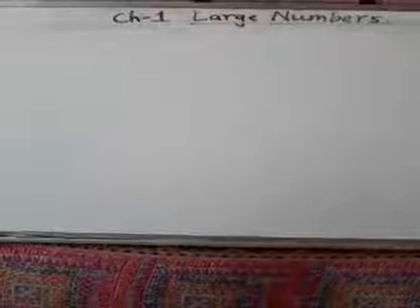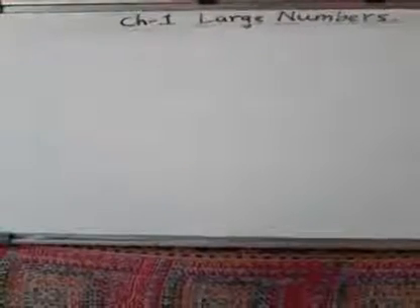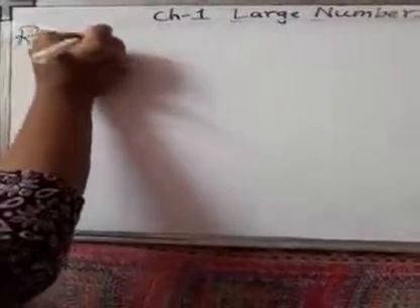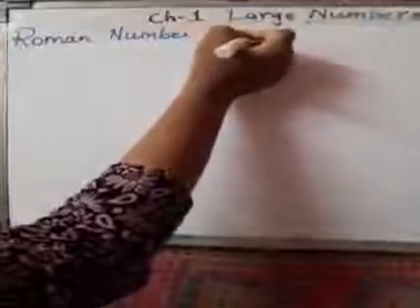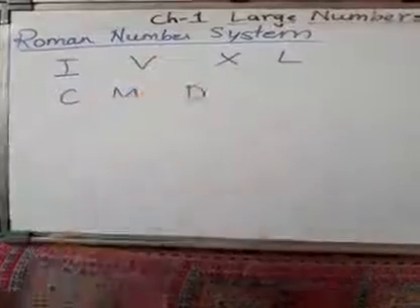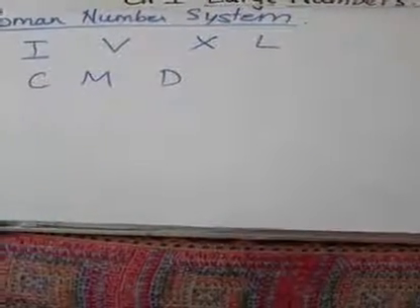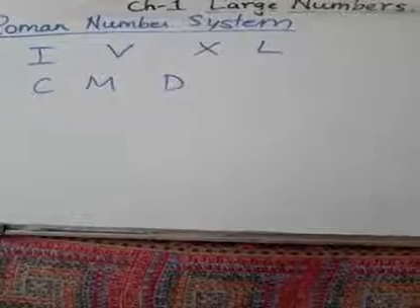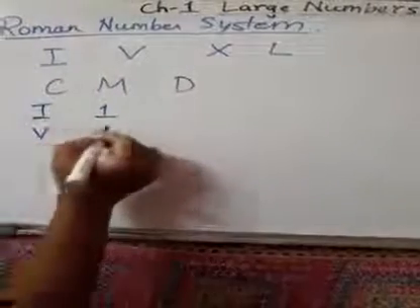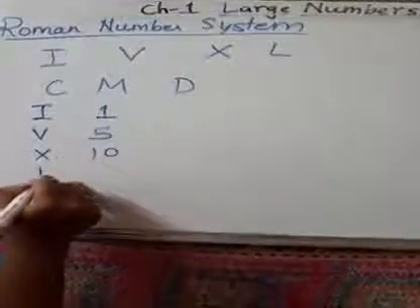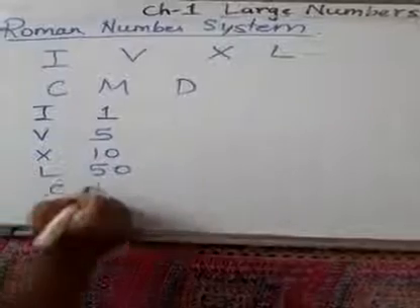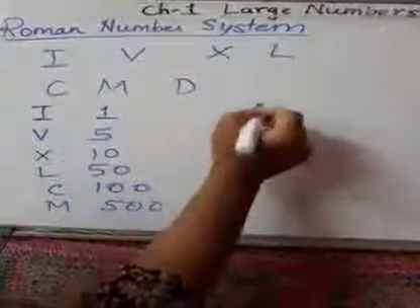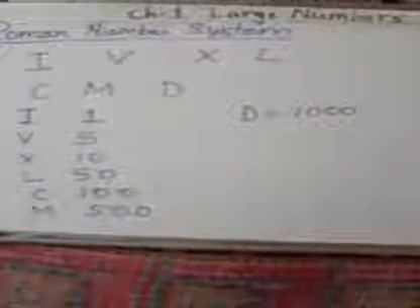There are some basic symbols, and this system was used in ancient Rome. That's why it is known as the Roman number system. Let us study today this basic thing of the Roman number system. It consists of some signs: I, V, X, L, C, M, D. According to this, we can form any number. But what does this I mean? What does this V mean? What does X mean? What does L mean? So we will study one by one. I means 1, V means 5, X means 10, L means 15, C means 100, M means 500, and D means 1000.